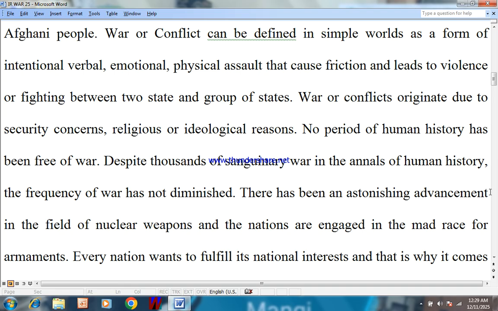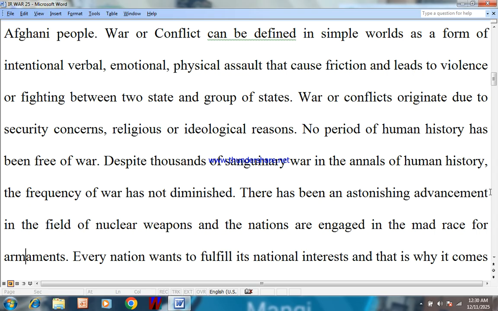Afghani people. War or conflict can be defined in simple words as a form of intentional verbal, emotional, physical assault that causes friction and leads to violence or fighting between two states and groups of states. War or conflict originates due to security concerns, religious or ideological reasons.